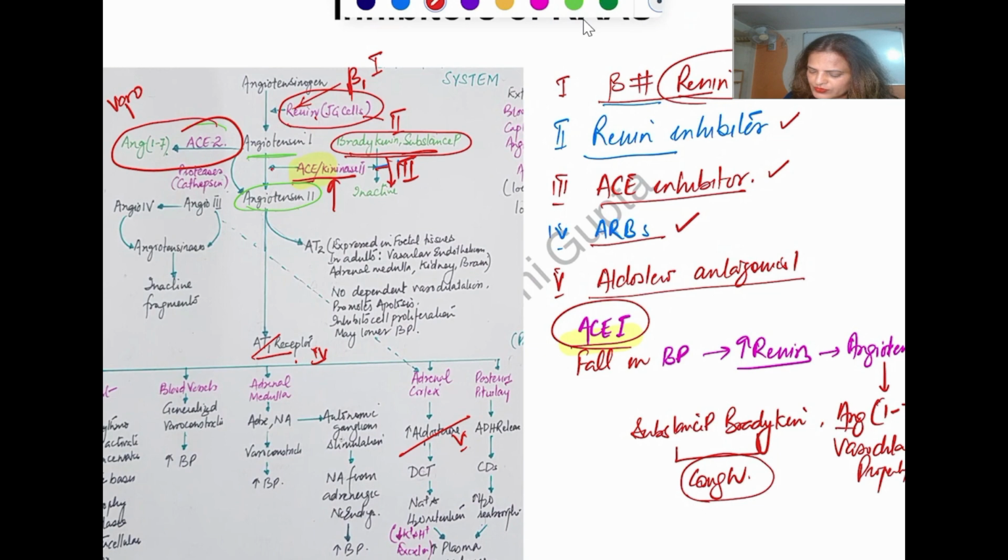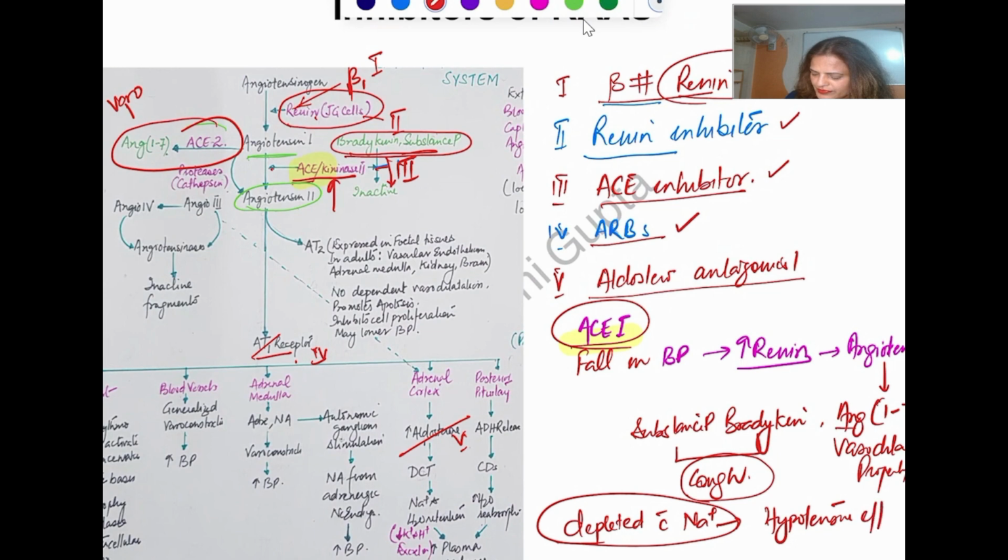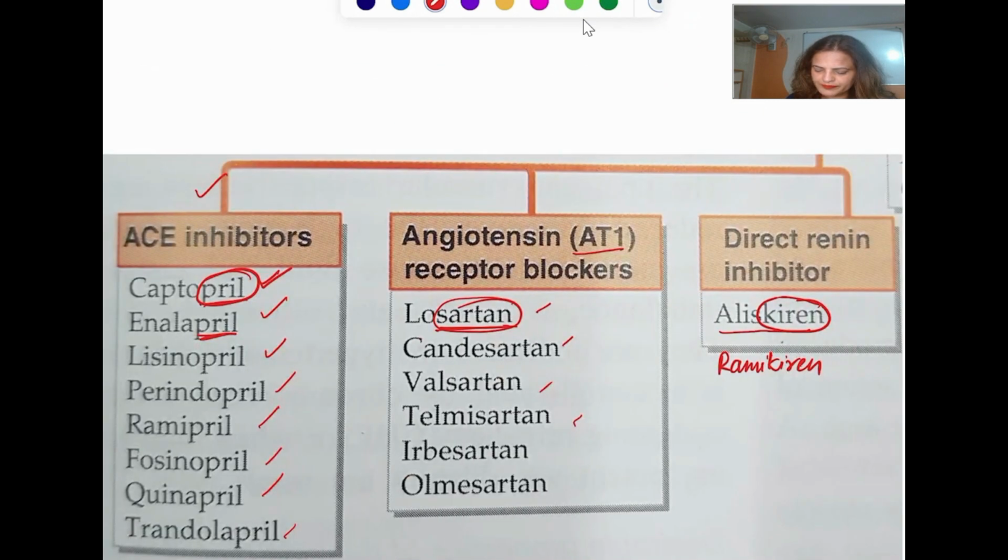Now what else? The effect of this drug is more effective in a person that is depleted of sodium. In a sodium depleted person, the hypotensive effect is more as compared to a person taking sodium in the diet. So this is the mechanism of action. Now what are the important actions of this group of drug?